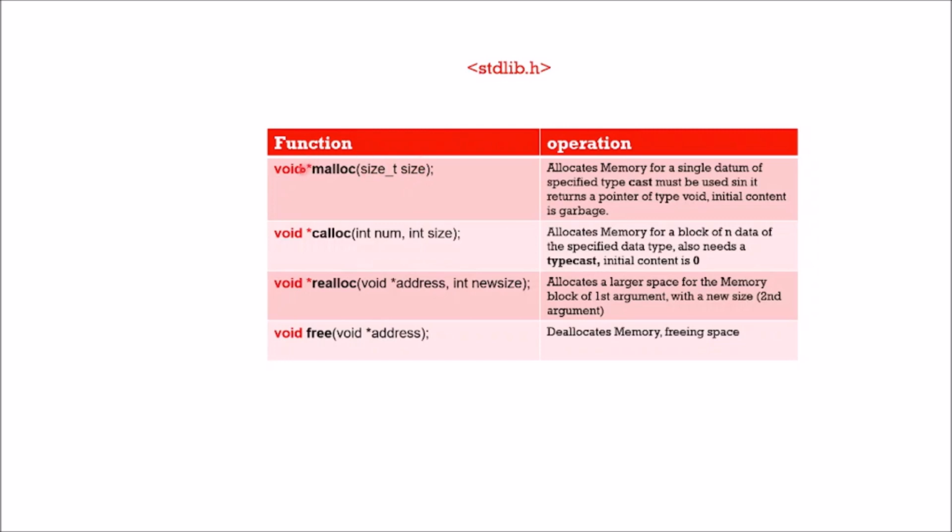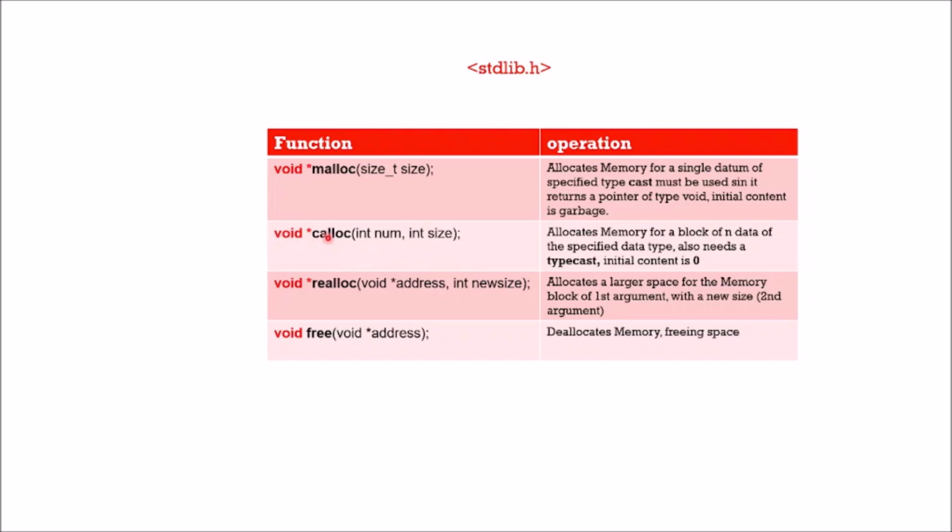And it will return a pointer to void, which means it will return the address in which now I can store this newly created integer, okay? Basically, malloc will allocate memory for a single datum of the specified type, and it will return a pointer of type void. The initial content or value of that memory allocation is garbage value, okay? So one single element and initial values garbage, okay?